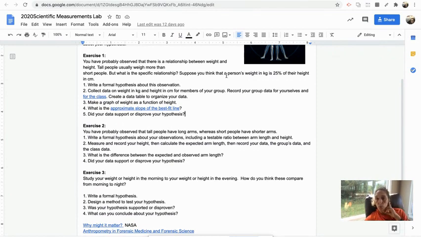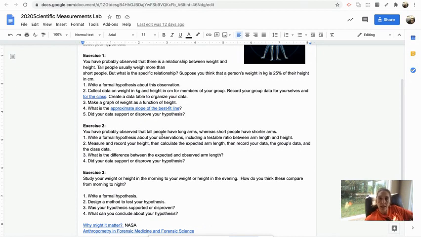Suppose you think a person's weight in kilograms is 25% of their height in centimeters. Yes, please try to use metric. So you might have to do some conversions of your pounds and your feet and inches. Let me know if you need help with that as well.